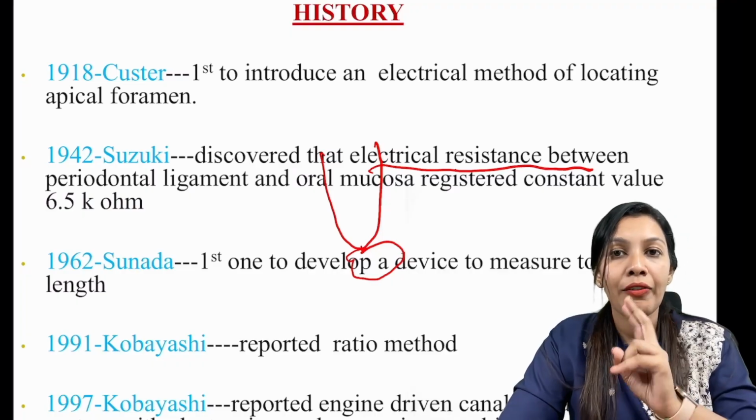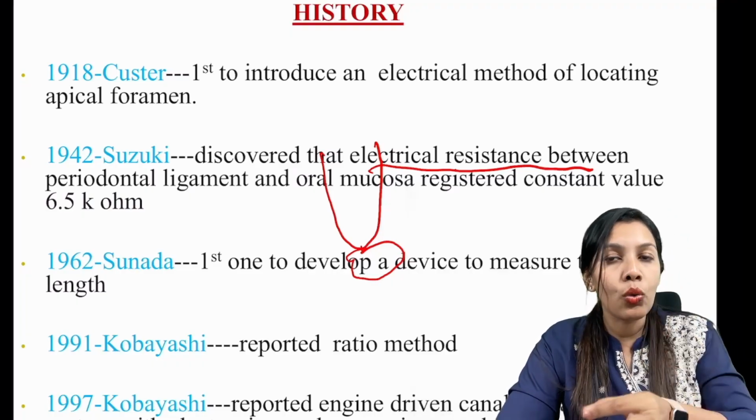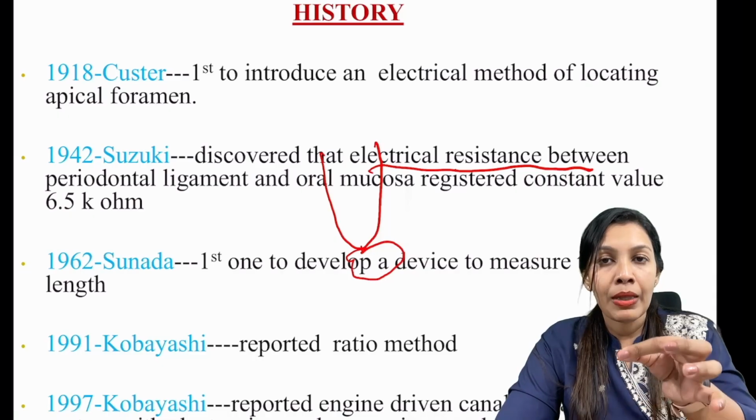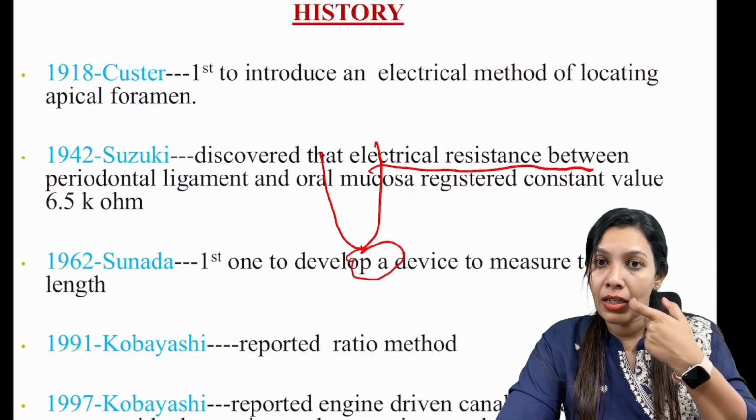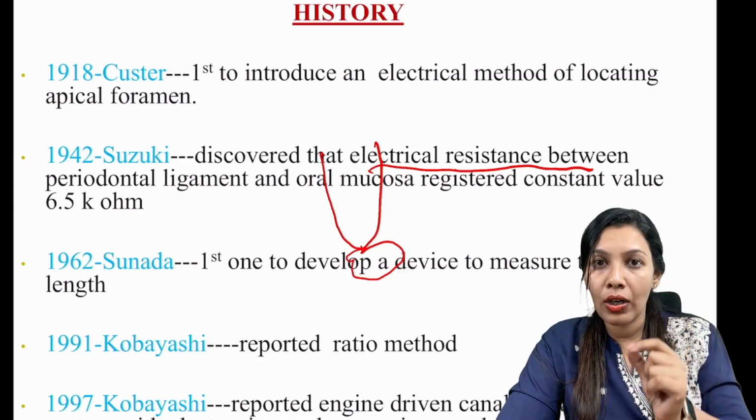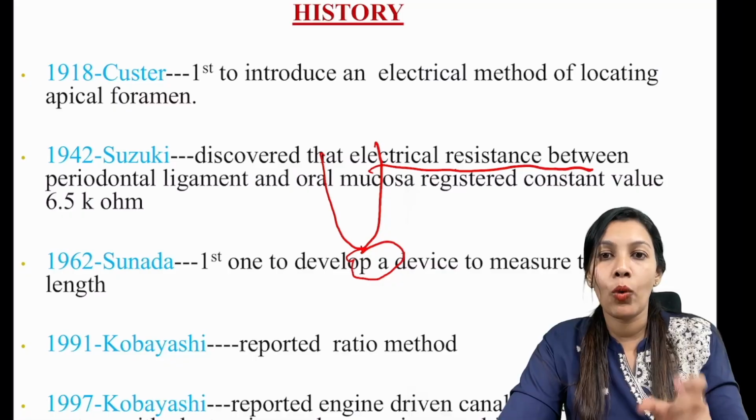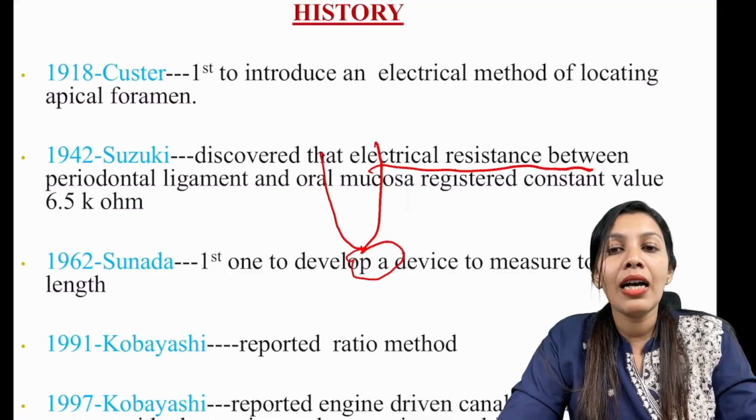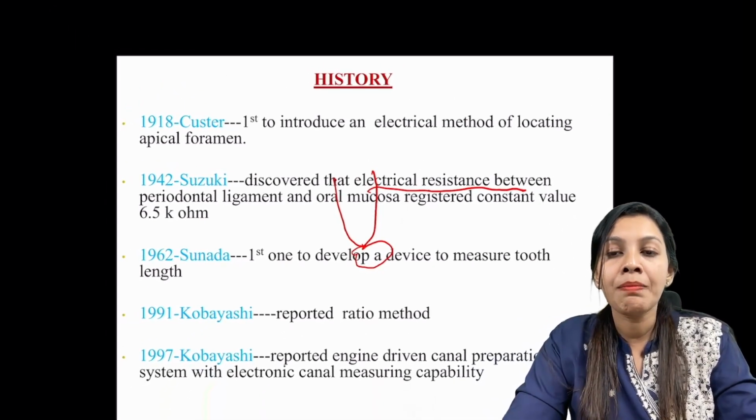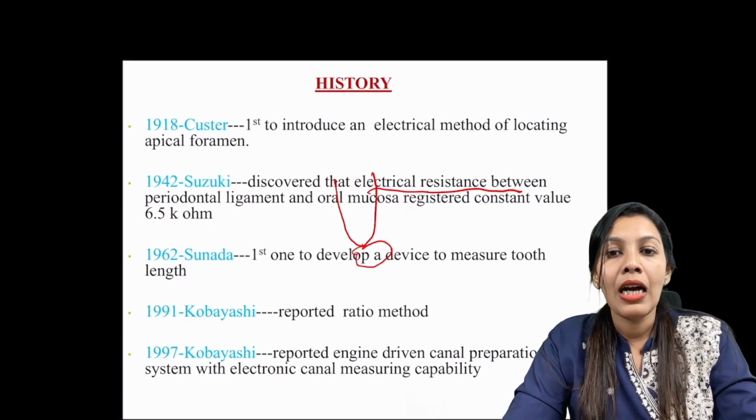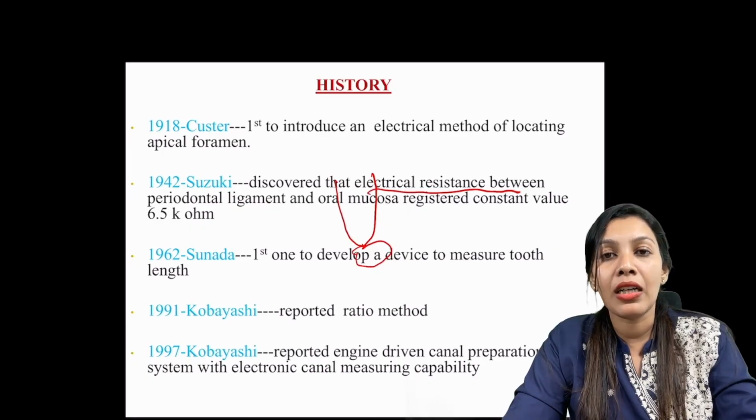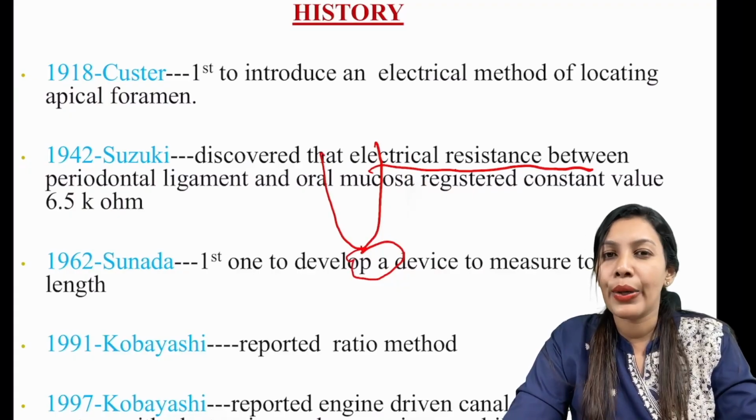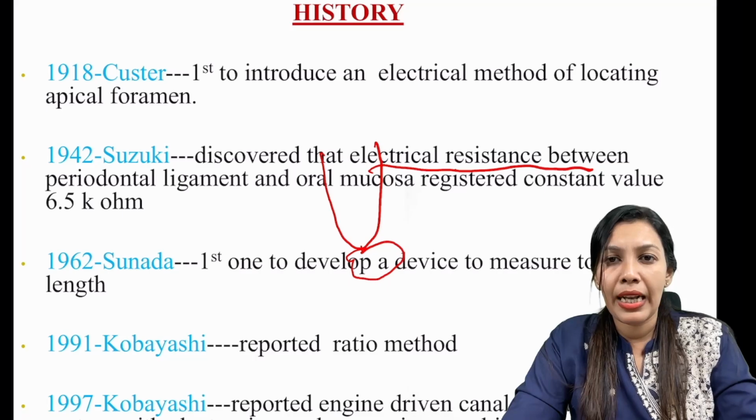Hope you understood. We have two parts, the lip clip and the tooth to which it is attached. When we enter the file into the root canal, the point at which the resistance of the cheeks and the periodontal ligament matches at 6.5 ohm, it produces the sound. That concept was given by Suzuki et al. And Sunada was the first who developed a machine to measure the tooth length. And Kobayashi et al. reported the ratio method. So those are the four important names that you have to memorize when you deal with the electronic apex locator.